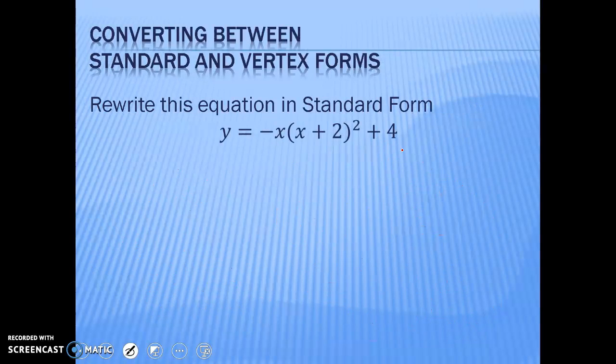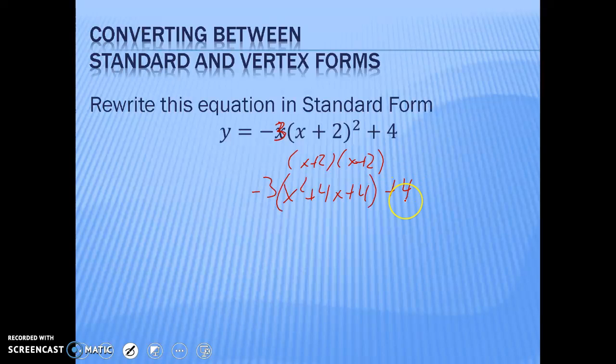We're going to rewrite this equation in standard form. So this is a little bit different. And actually I'm going to change this so it's not negative x. Let's say it's negative 3. So if I'm going to rewrite this in standard form, I'm going to start by taking the x plus 2 and squaring it, which means I'm going to FOIL it. X plus 2 times x plus 2. Well, that's x squared plus 2x plus another 2x is going to be plus 4x, plus 4. I'm going to multiply all that times negative 3 and then add 4.